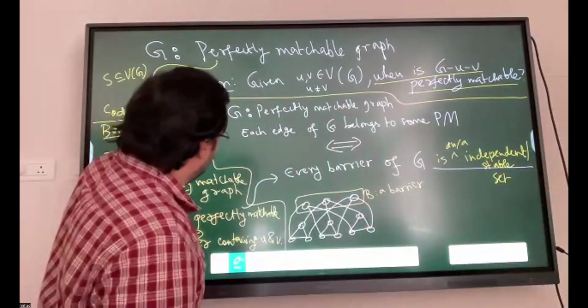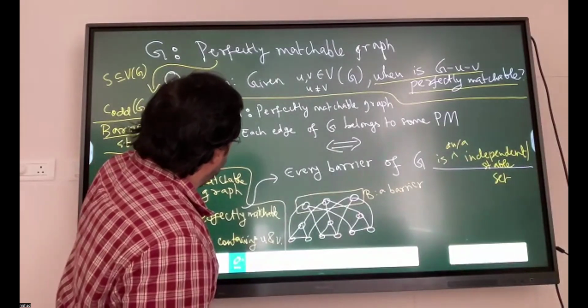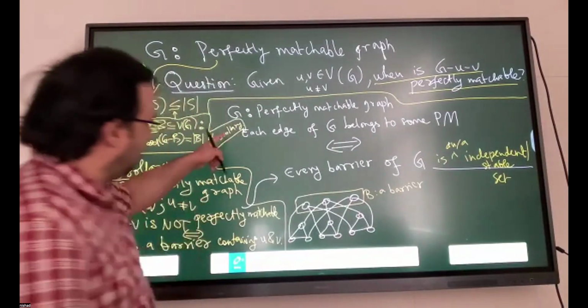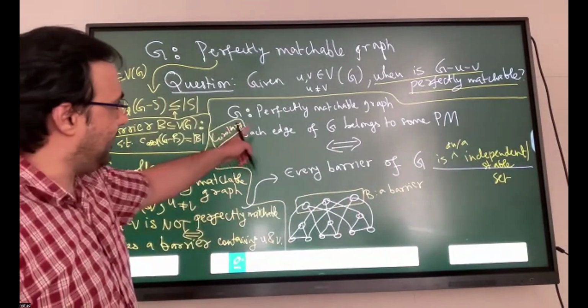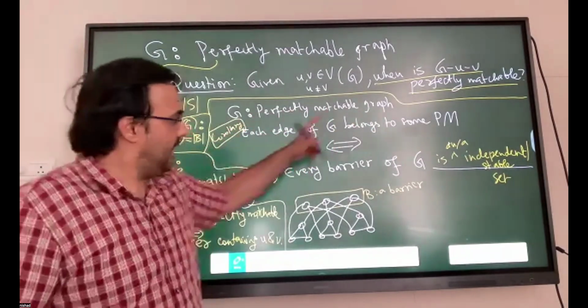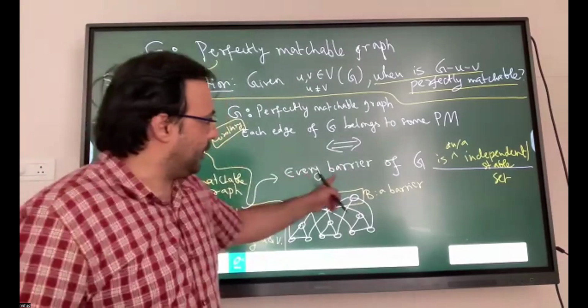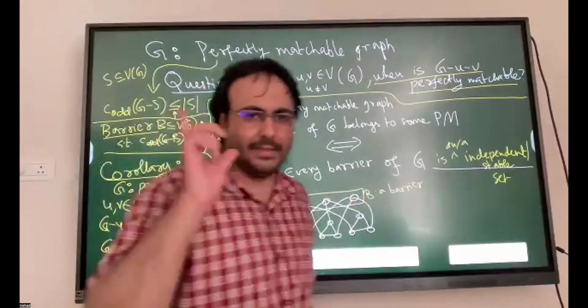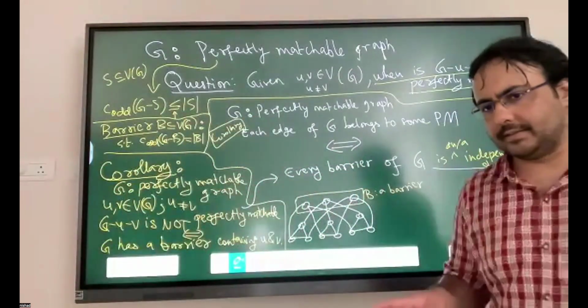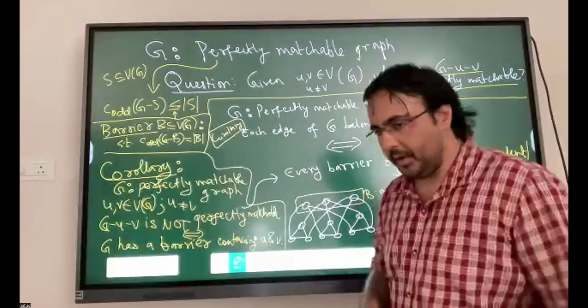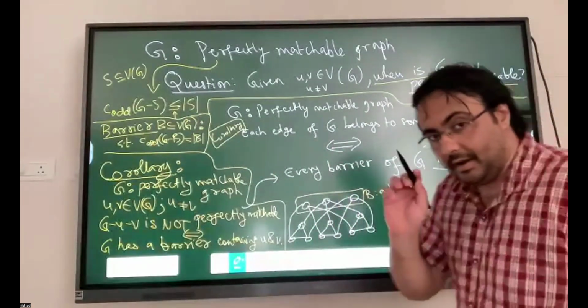So here we have another corollary. The point of this corollary is, if I have a graph that is perfectly matchable, and I want to prove that every edge belongs to some perfect matching, I will instead prove that every barrier is a stable set. If we prove every barrier is a stable set, we are done. Okay, so now let's go to Schoenberger's theorem.